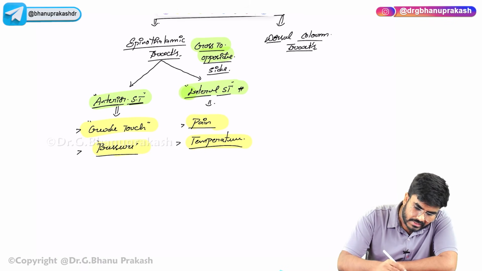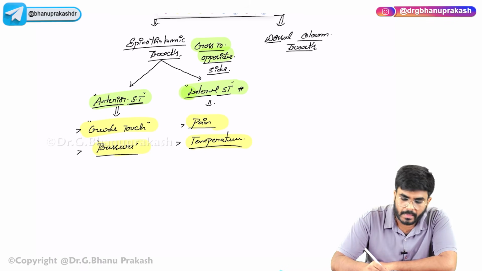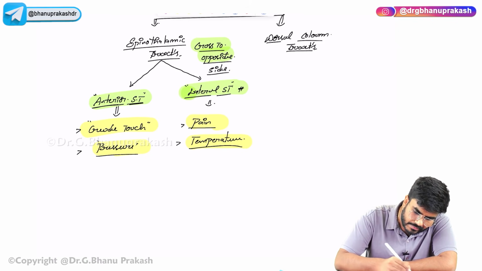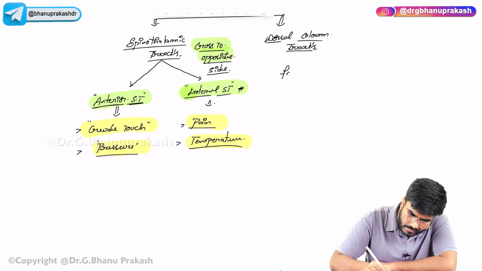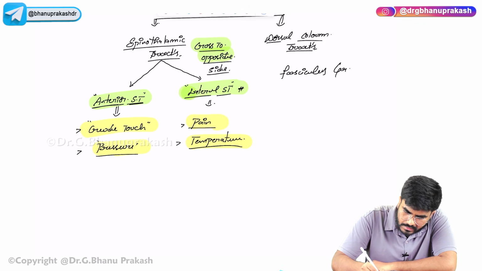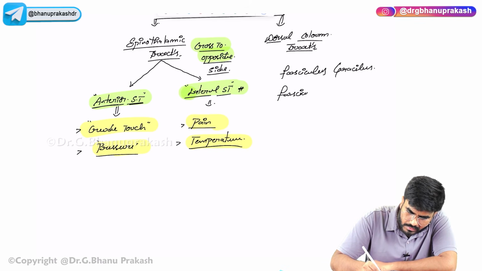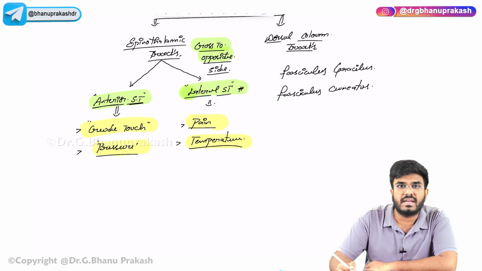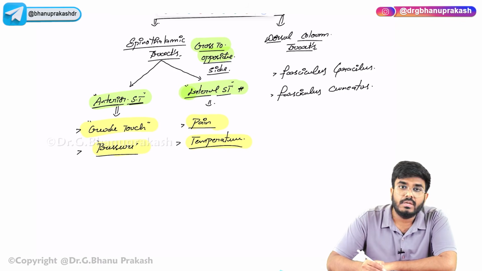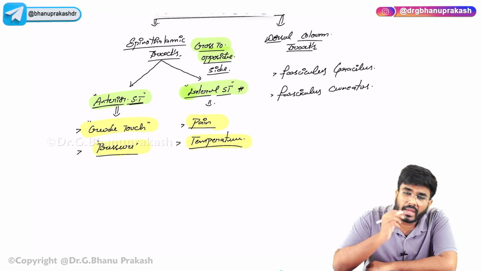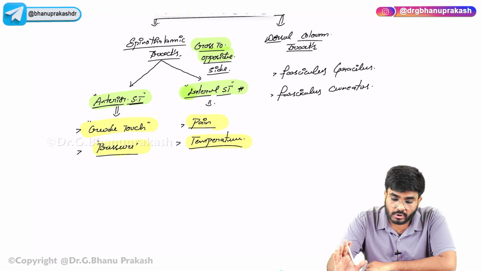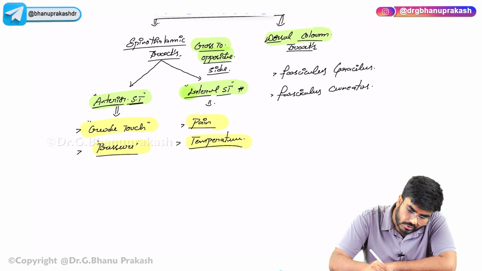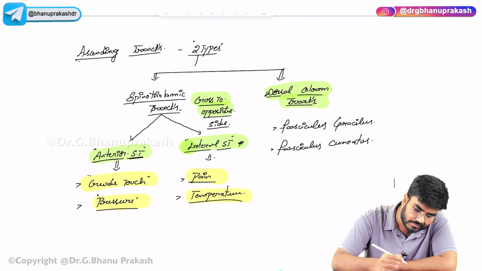Now the dorsal column tracts. There are two types of dorsal column tracts: fasciculus gracilis as well as fasciculus cuneatus. Now, the fasciculus gracilis is going to carry what? Touch, pain, temperature, pressure. These are dorsal column tracts. I am telling you right now, these dorsal column tracts are highly advanced.